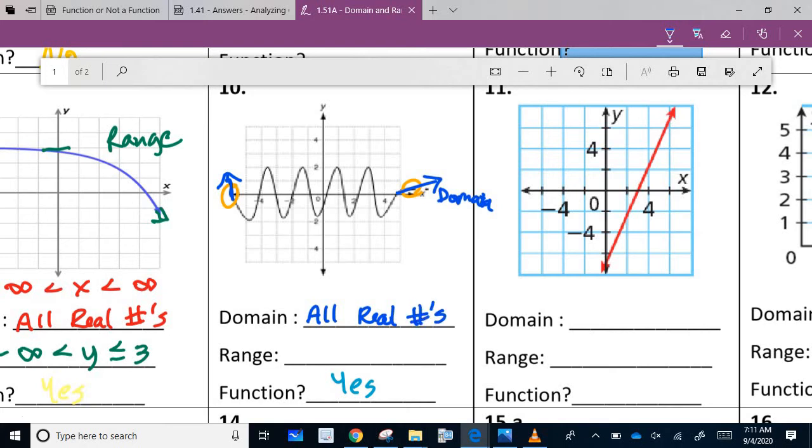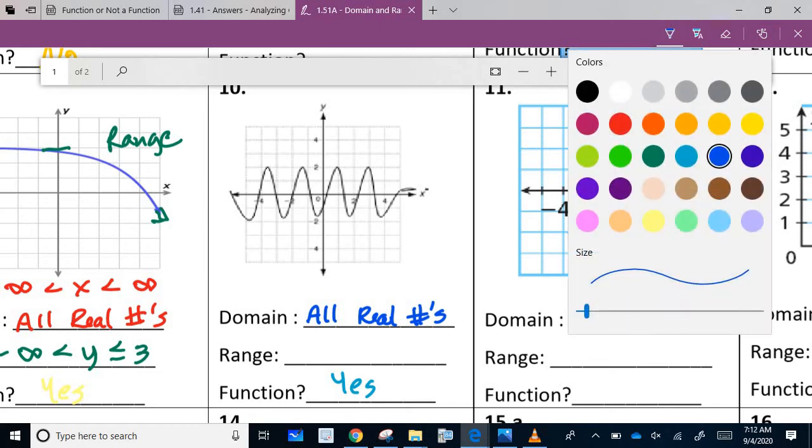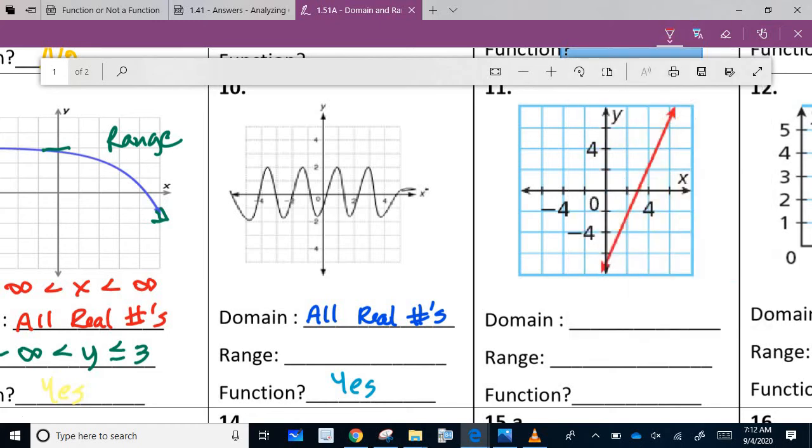Now the range is going to look at how tall it is. What's the lowest point? What's the highest point? I see the lowest point is right here, so I could say the lowest point is at a -2, and it does have a definite stopping point. So we're going to put less than or equal, and we're looking at the y, which is the range. It definitely has a stopping point right here, so we see that it is less than or equal to 2.